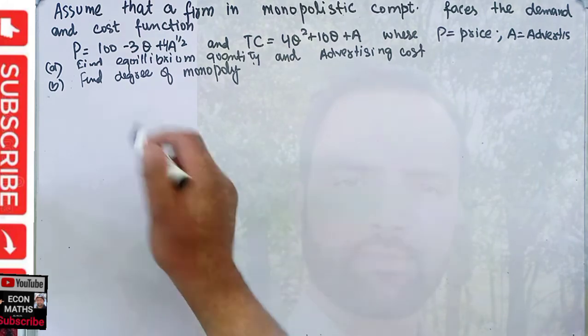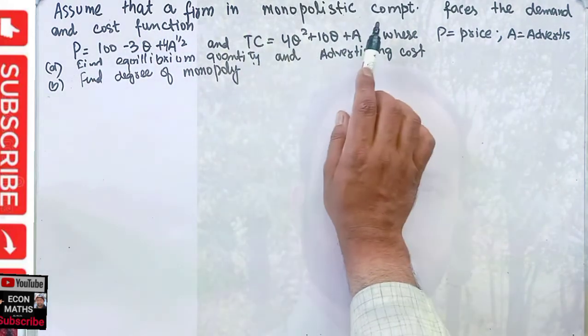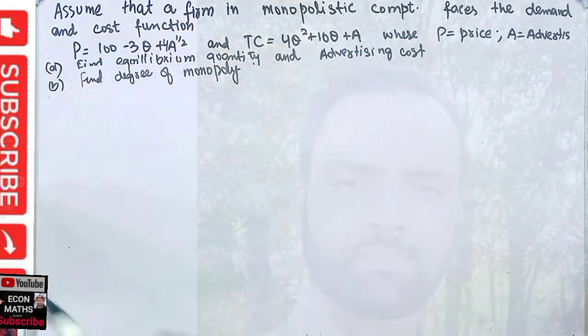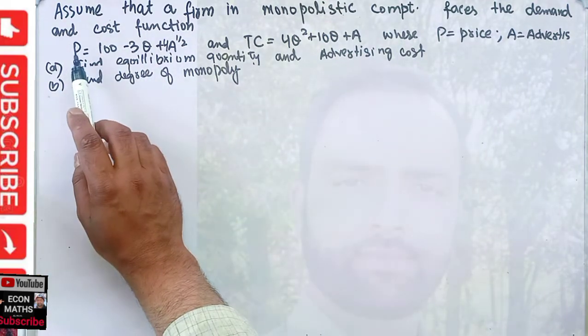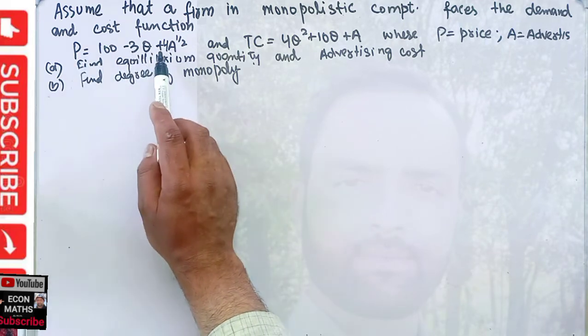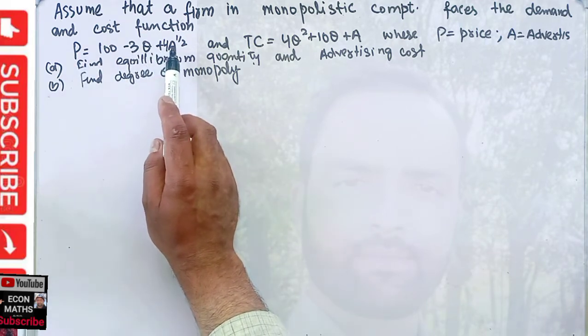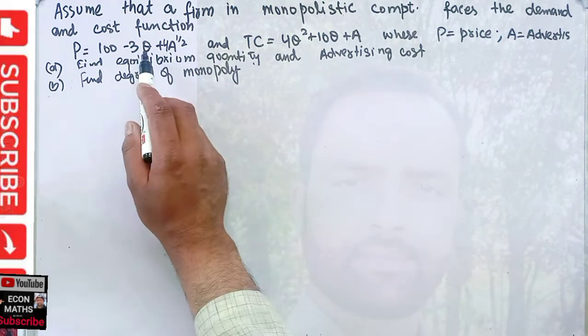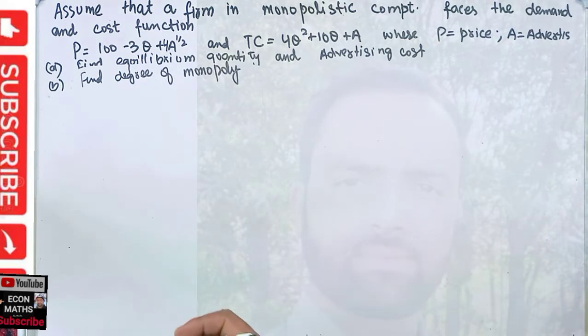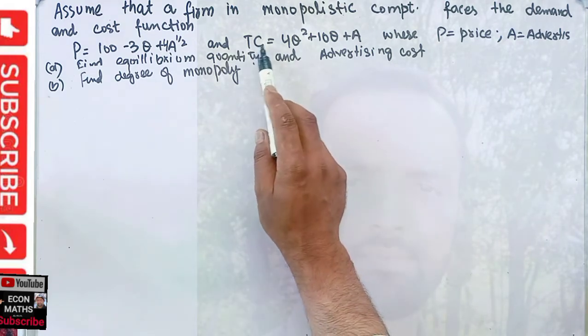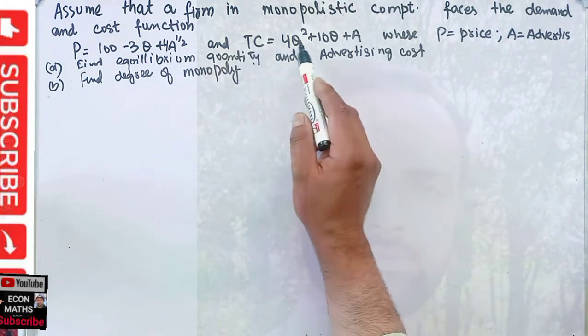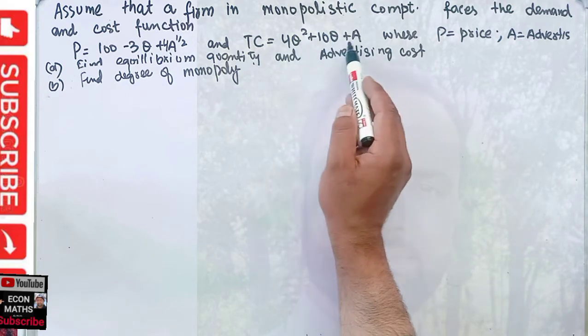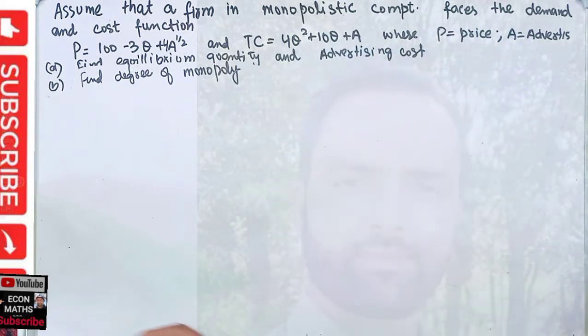The question is like this. Assume that a firm in monopolistic competition faces the demand and cost function. We are given the demand function, that is P is equal to 100 minus 3Q plus 4A to the power 1 by 2, where Q is the quantity and A is the advertising cost, and TC, that is total cost, is equal to 4Q square plus 10Q plus A, where P is the price and A is the advertisement.